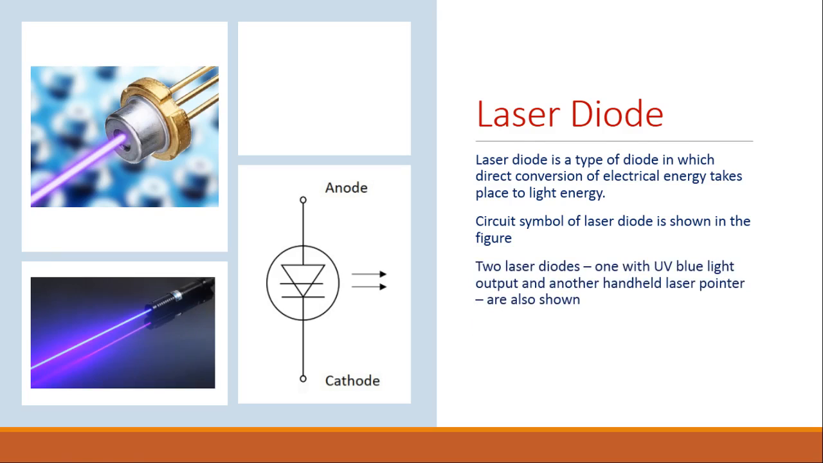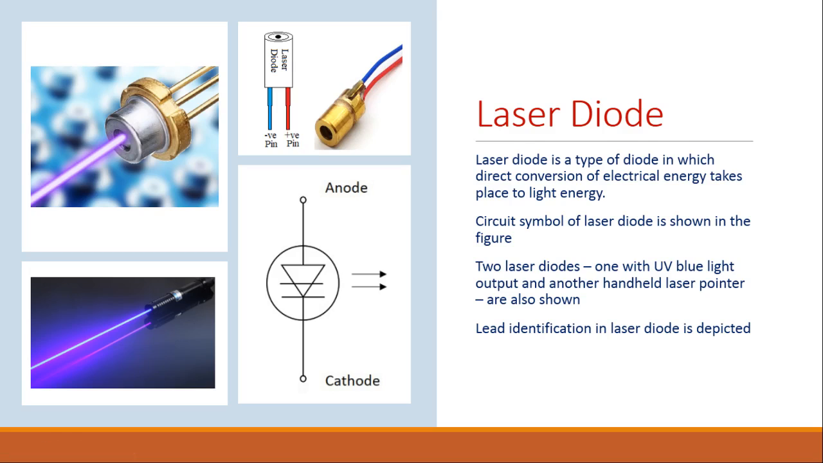Two laser diodes are shown here, one with UV blue light output, this one, and another one is the handheld laser pointer. Laser pointers are very common in use during presentations. Here the lead identification of the laser diode is also shown. You can see the blue and red leads, they tell you specifically about the lead identification.